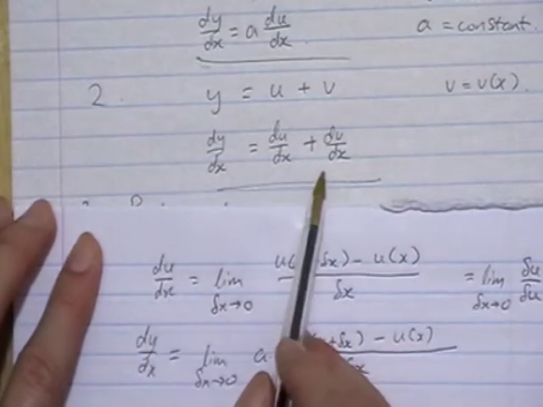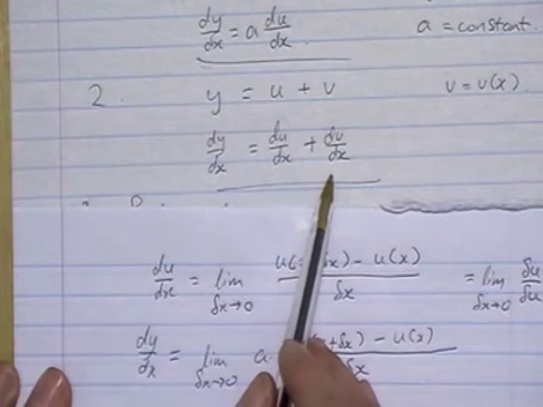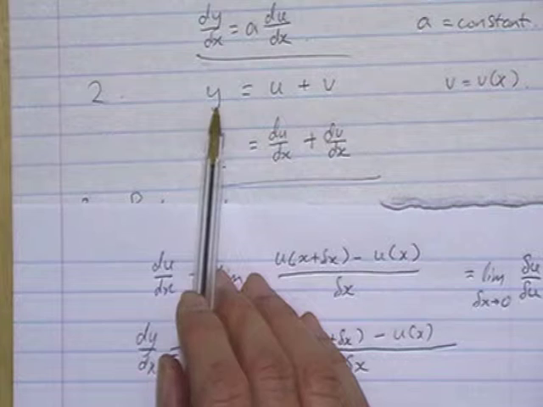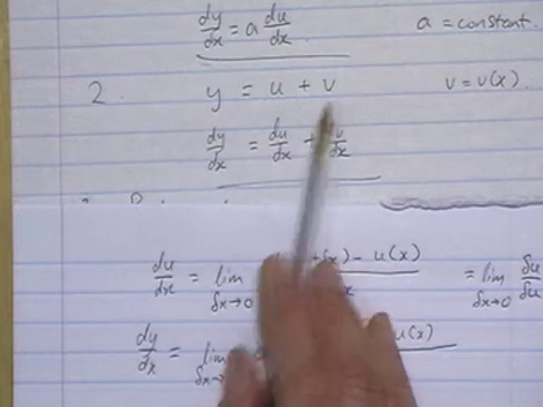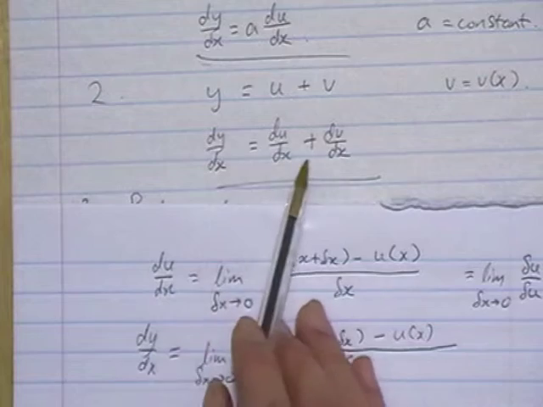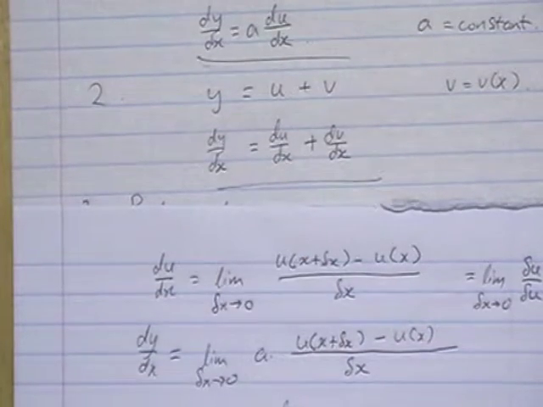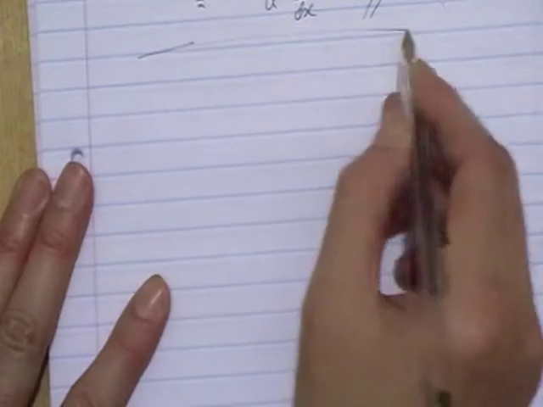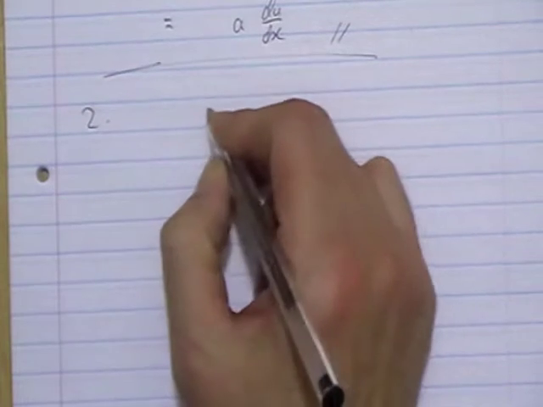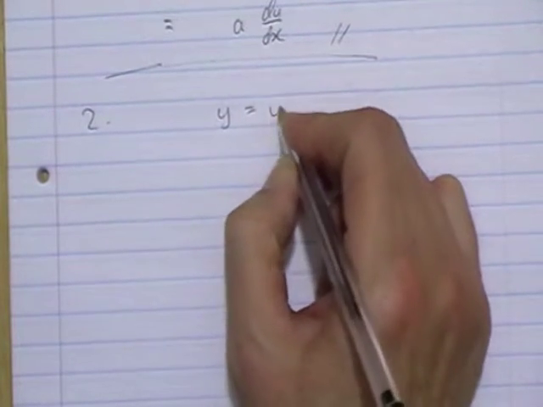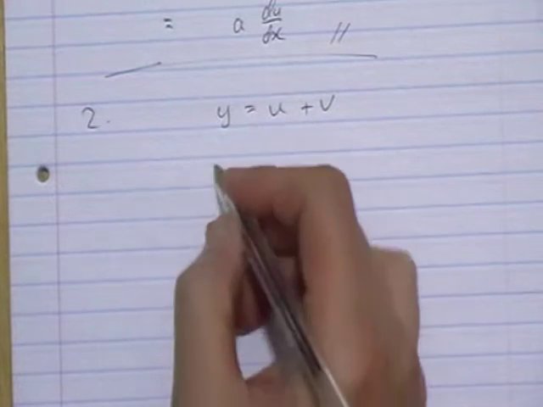Next, move on to this one, where we want to prove that if we have y equals u plus v, then dy dx is the sum of the separate derivatives. y equals u plus v. Alright.